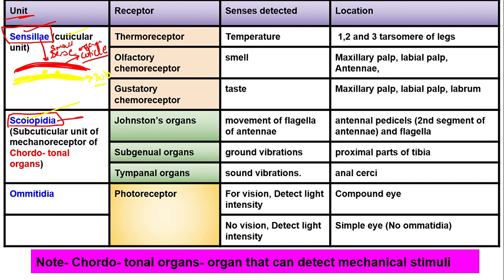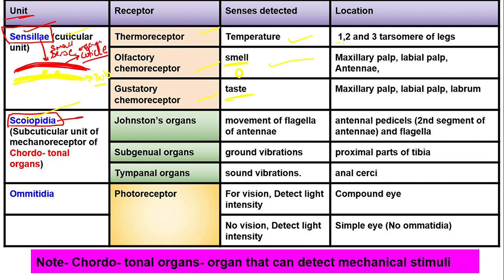If we talk about sensillae, here we are going to talk about the thermoreceptor, olfactory and gustatory. Thermo means temperature. It is going to sense temperature. Olfactory means it is going to sense smell. How to remember olfactory? Smell. Olfactory. O is for nose, we smell with the nose, and the nose also has an O, a hole. Then gustatory is nothing but your taste. It is going to sense the taste.